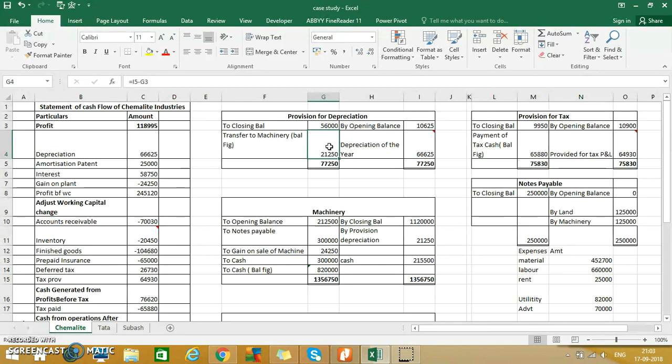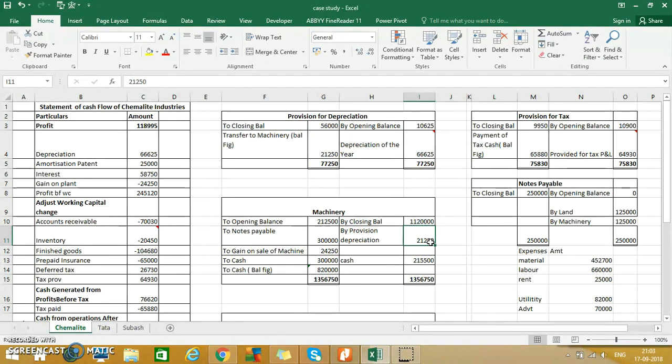Now let us look at the machinery account. When we are talking about the accumulated depreciation, where do we need to transfer it? We need to transfer it to the machinery account for a very simple reason, that this amount of depreciation that appears on the debit side is an amount that has to be written off or removed. So how do we remove it? We remove it by transferring it to the machinery account, and that's what we do here.